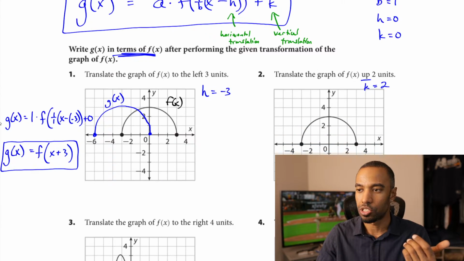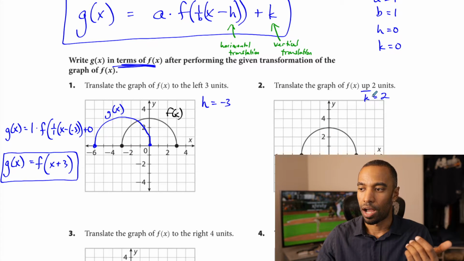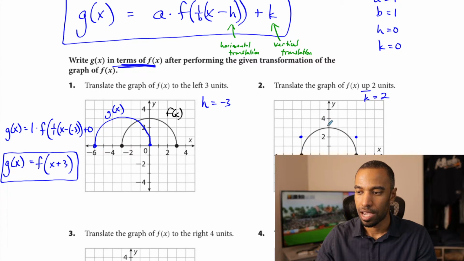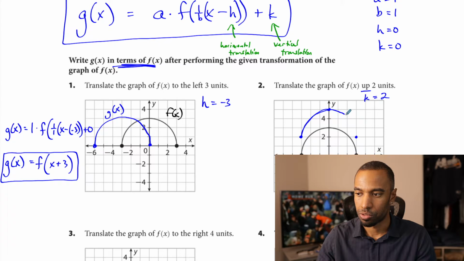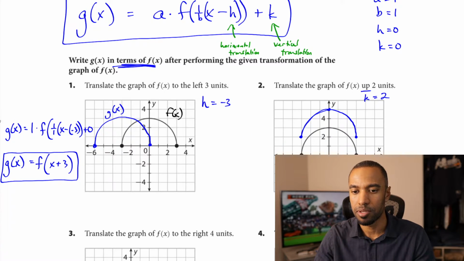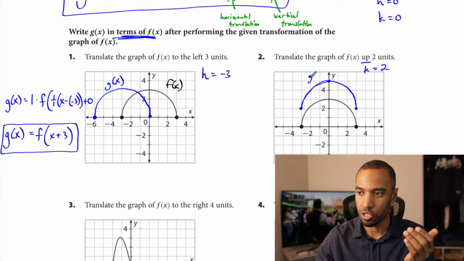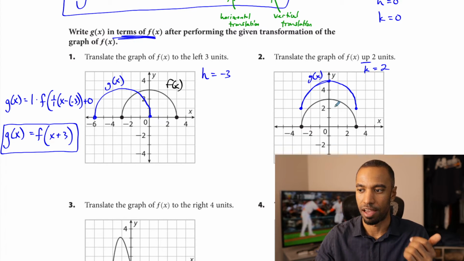So with k equaling 2, going up 2 units, I should say, we're going to take everything. Let me just do 1 point at a time. Go up 2 units here, go up 2 units here, and then go up 2 units there. And you have kind of this new looking semicircle that goes like this. So this is your g of x, given that this was your f of x, the original function.